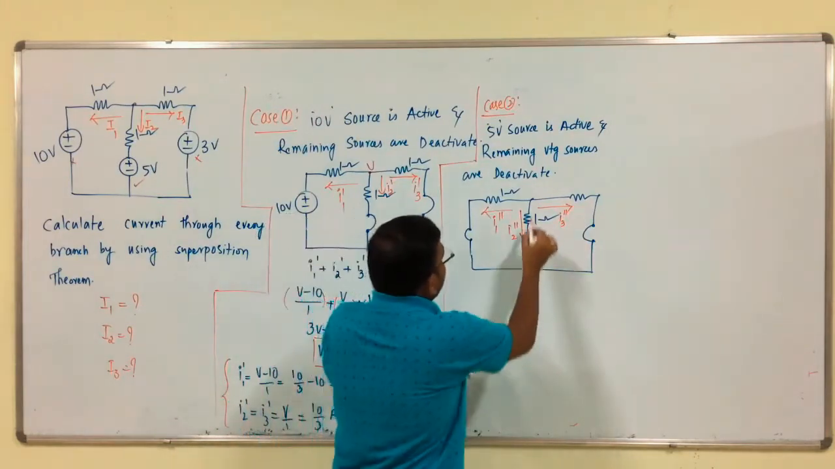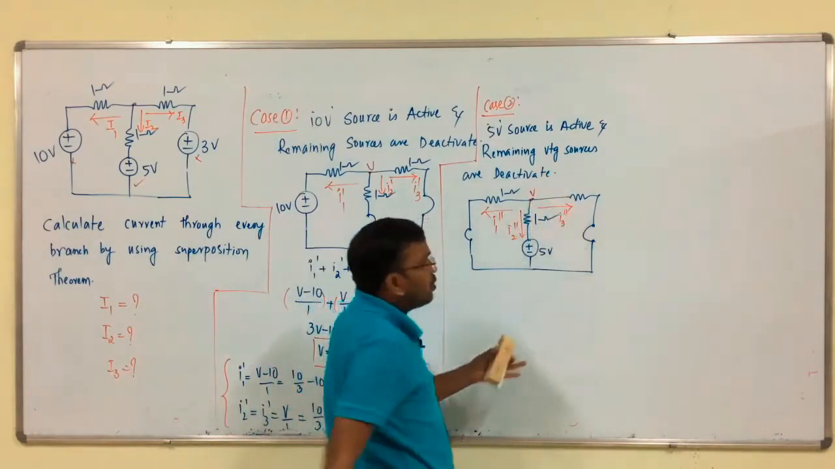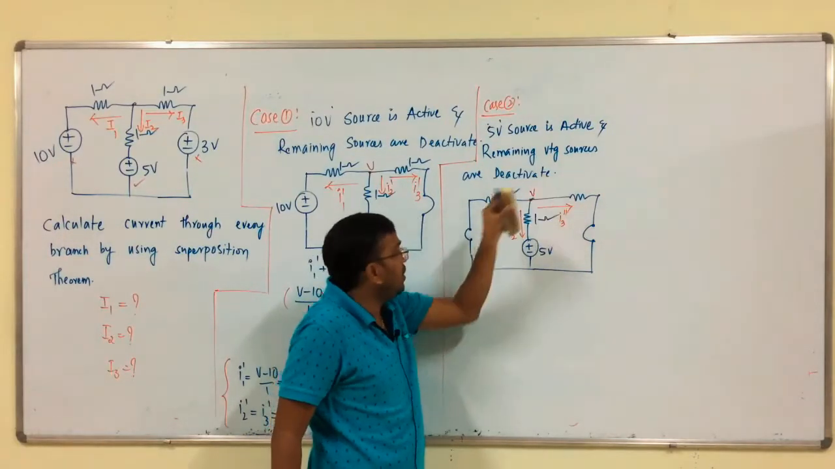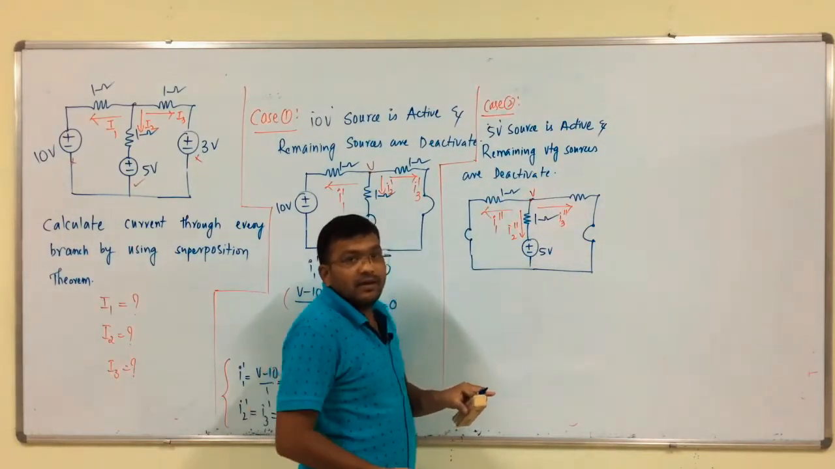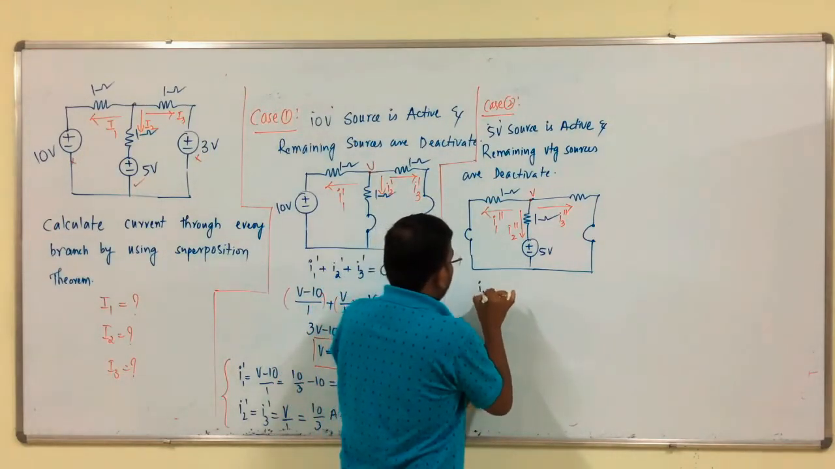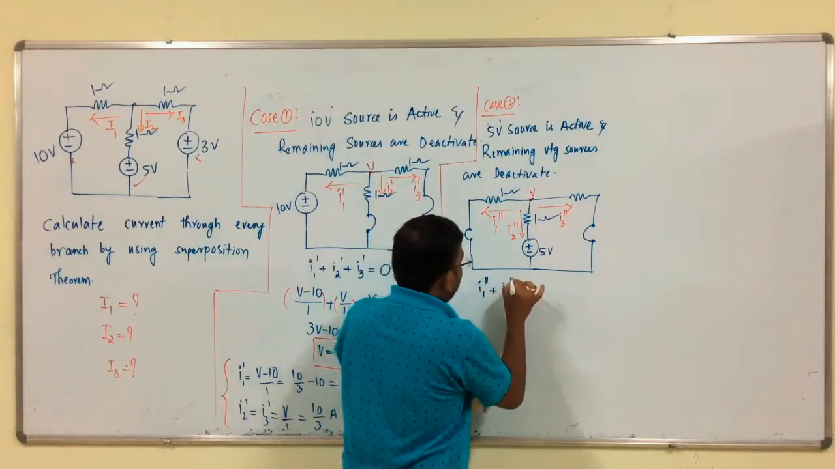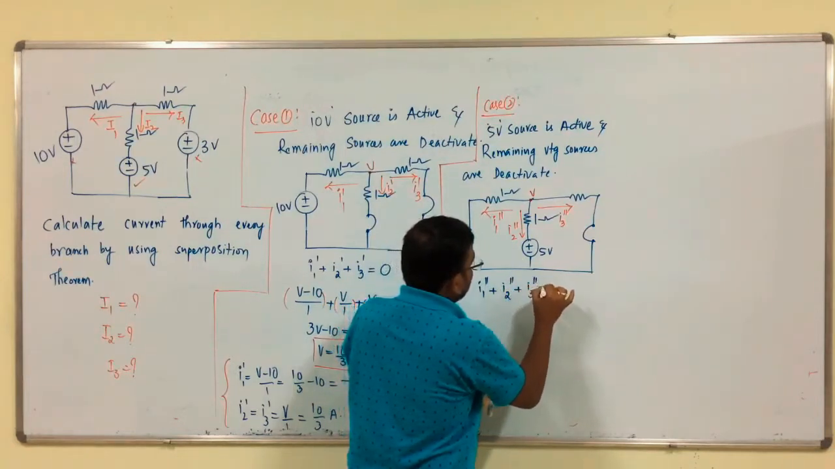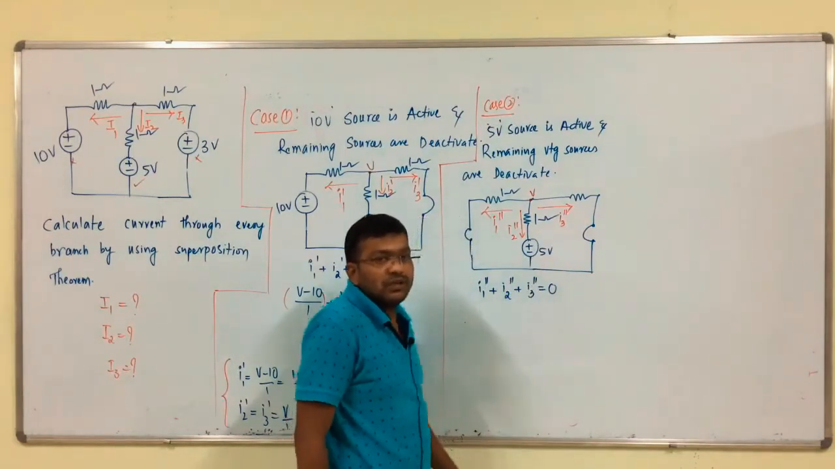So, from this again we have a node, and we do not know the value of this node voltage. Now we have to apply nodal analysis. So, from this again I1 double dash plus I2 double dash plus I3 double dash equals 0, the KCL equation.